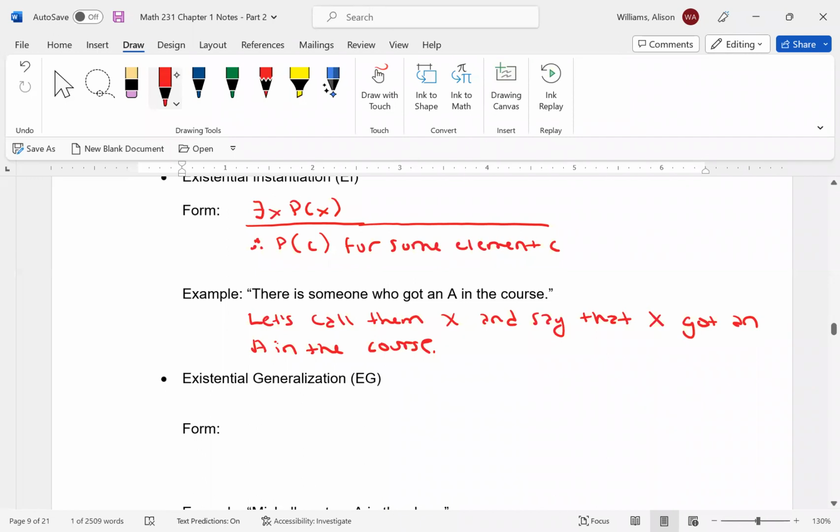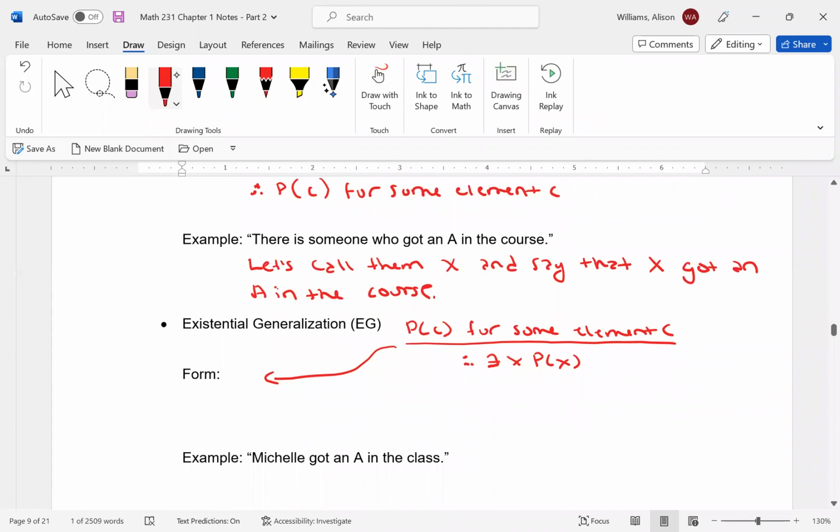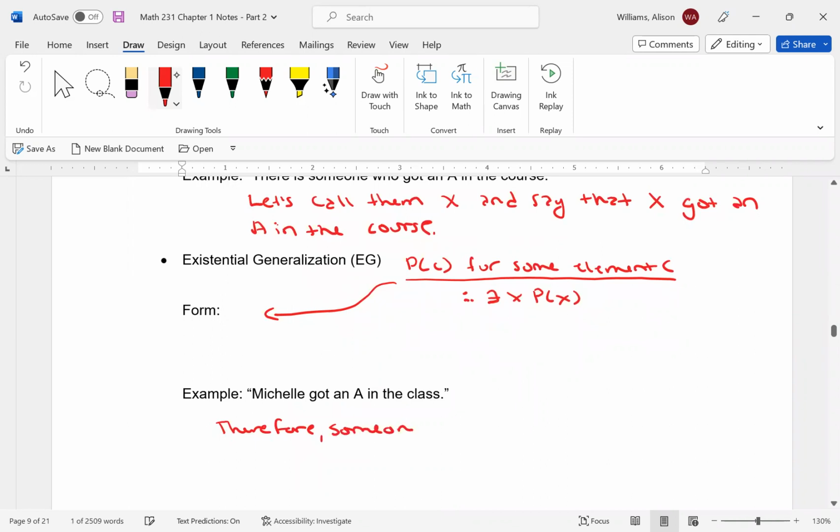Here we go. Existential generalization. So this is the generalization version of this. Again, we show that the proposition occurs for some element. And I'm not being specific. It just happens for one of them. So we can conclude then that there exists some element that this happens for. I just realized I didn't write this under the form. Sorry, I don't know why I write it right there. That's weird. So Michelle got an A in the class, so we can conclude, therefore, someone got an A in the class.